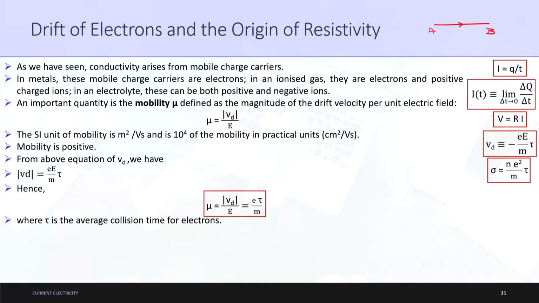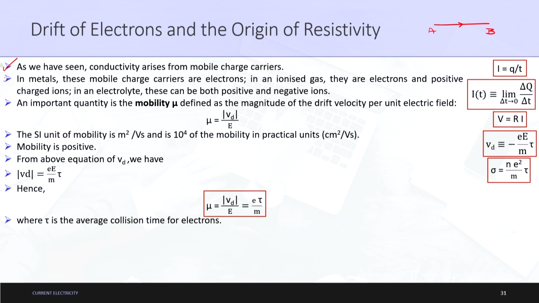Okay. As we have seen, conductivity arises from mobile charge carriers, quite evident. In metals these mobile charge carriers are electrons. Our initial assumption is that only the movement of electrons constitutes an electric current, and the ions are fixed, fixed positive charge, and the negative electrons are the only ones capable of constituting the electric current. Okay, so in metals these mobile charge carriers are electrons. In an ionized gas they are electrons and positively charged ions. In an electrolyte these can be both positive and negative ions.